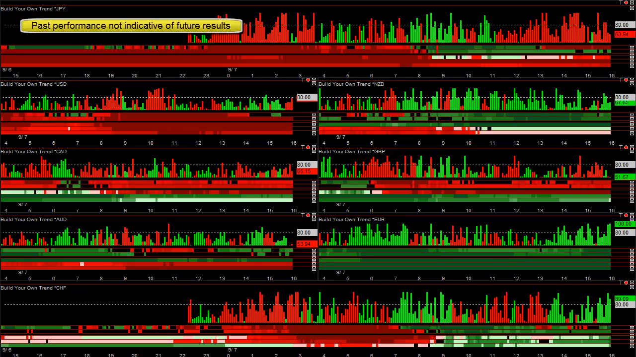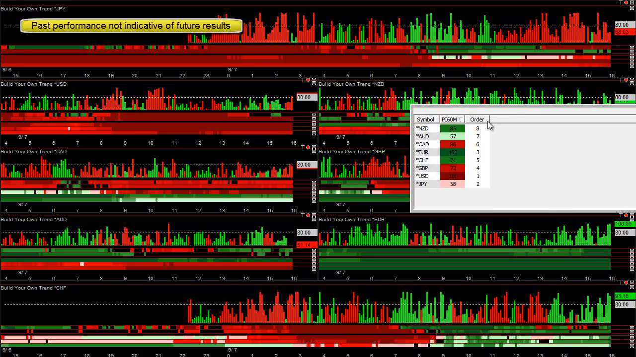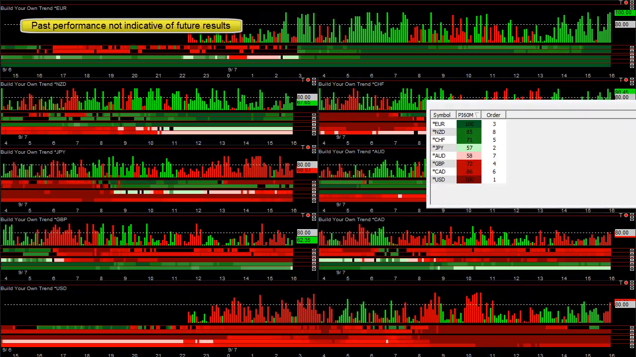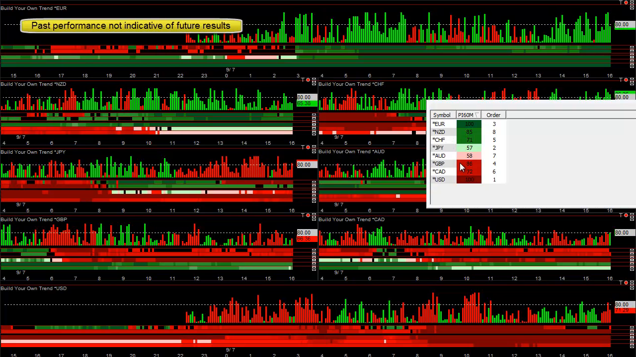And like we do, first thing we look at each day is the currency meter. This is the first step of our easy three-step Forex trading system. You can sort these and find the strongest and weakest currencies. And as you can see, the euro, New Zealand, Swiss, and yen are the strongest. Dollar, CAD, and pound are the weakest.